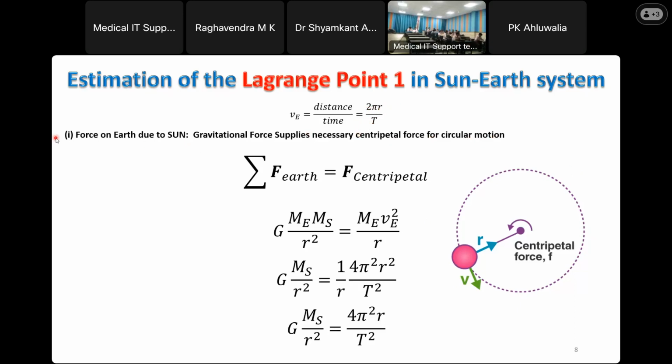So here we have to account for two forces. The force on Earth due to Sun: the gravitational force supplies the necessary centripetal force for circulation. So here on the right hand side, we have m v square upon r. The mass concerned is the mass of Earth, and the velocity concerned is the velocity of Earth, divided by the distance r, which is the radius of the orbit.